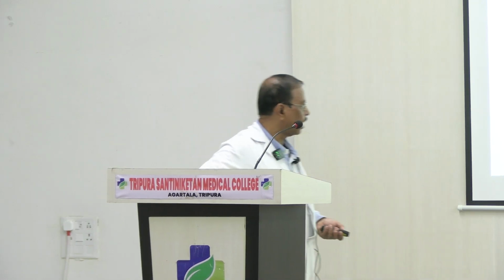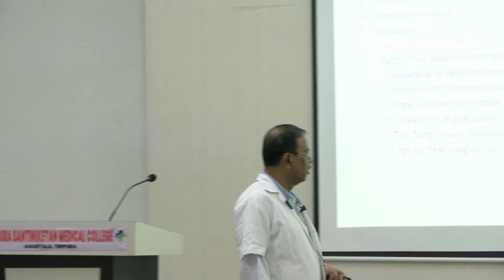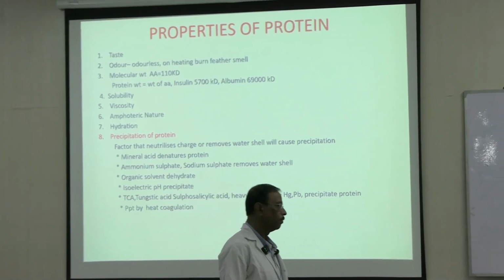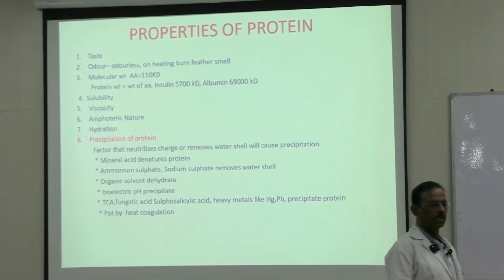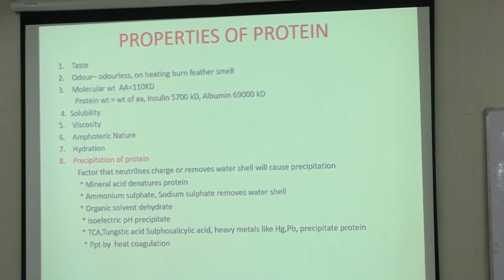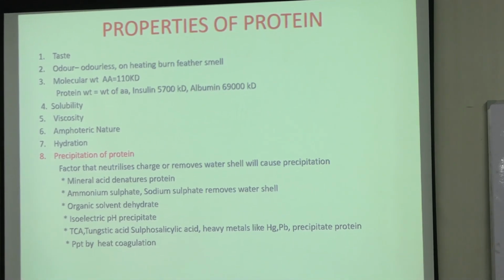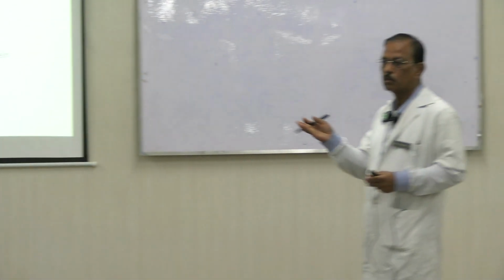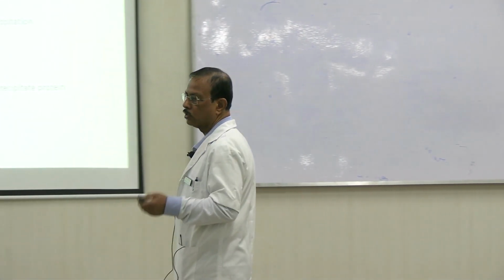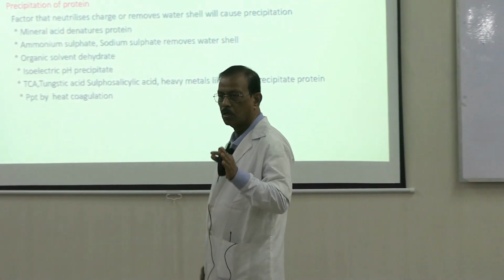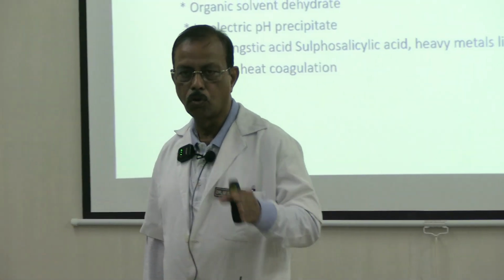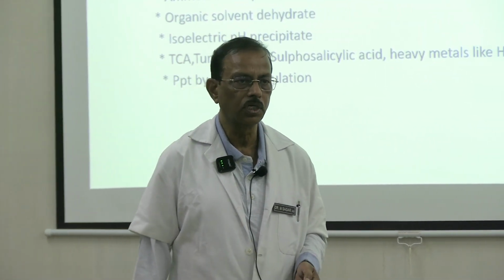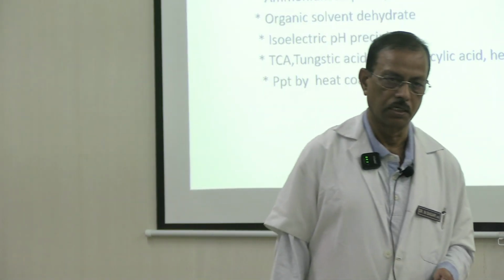TCA, tungstic acid, sulfosalicylic acid, heavy metals like mercury and lead precipitate proteins. When you go for your practical, when you do estimation of creatinine, we add tungstic acid to the serum, which causes precipitation of the serum protein, and we go for the test after straining the solution and removing the protein part, because protein hampers the estimation of creatinine.